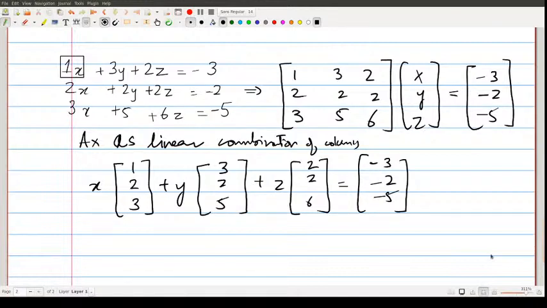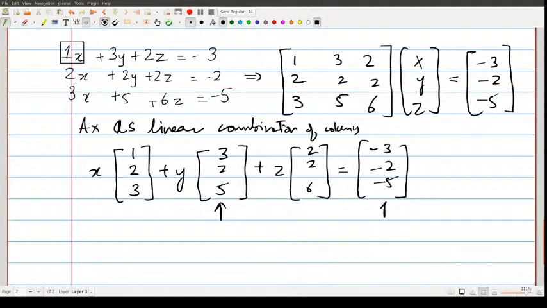Okay, perfect. So, did anyone figure out why this is an easy problem to solve? Why I didn't need to solve the system? Can I figure out what combination of these columns I can take to give minus 3, minus 2, minus 5? Let's see if anyone has the answer in the chat. No? Okay. Notice that this column is almost the same as this column.